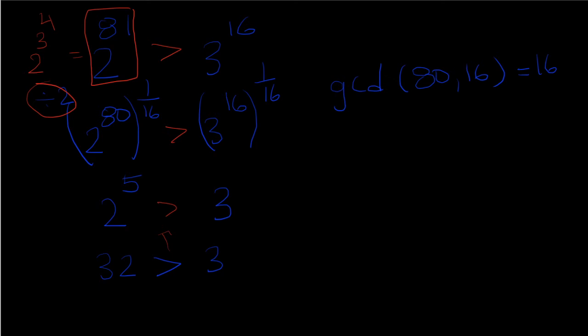Okay, let's look at a more interesting problem. Let's say we have 63 to the 45th power and 33 to the 54th power. We want to see which one is larger. So the strategy for this is, let's first find the GCD of the exponents. So let's look at the greatest common divisor of 45 and 54. That will be 9.